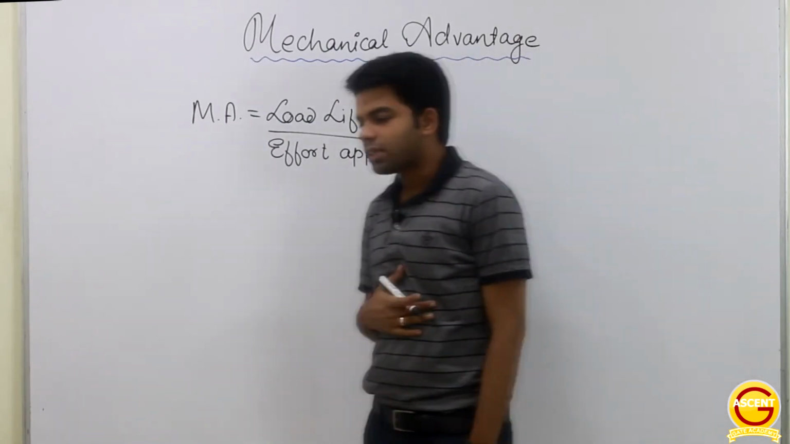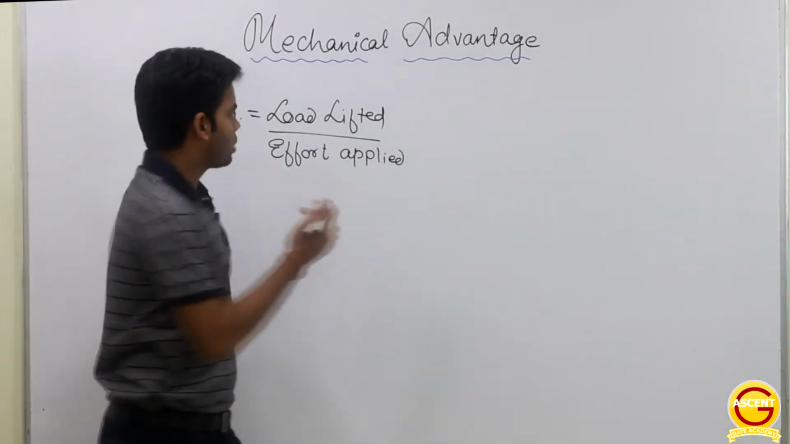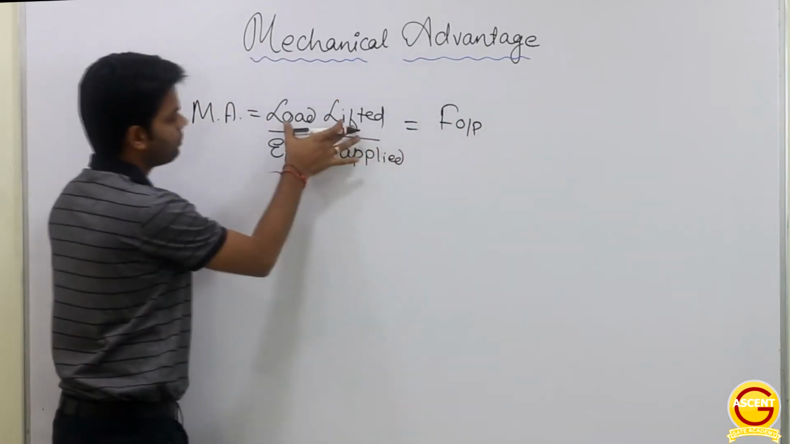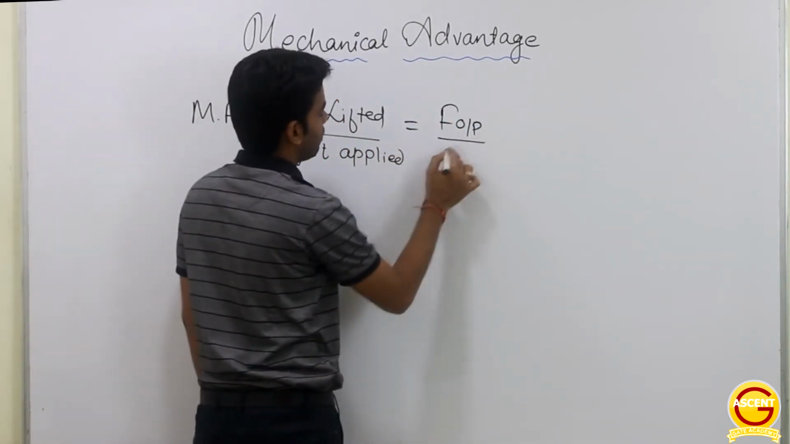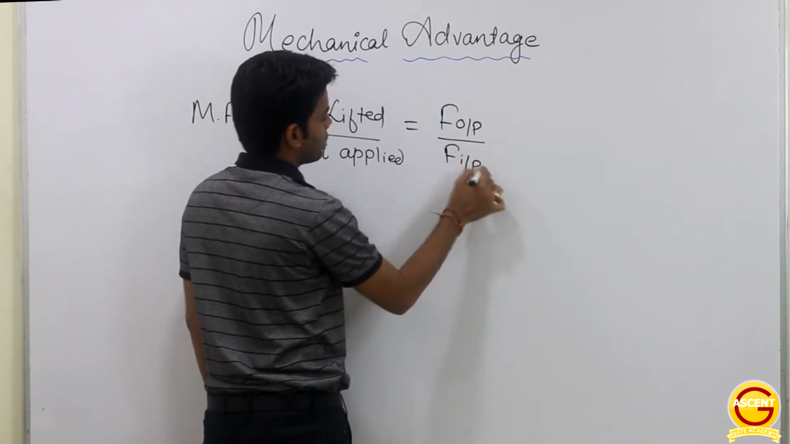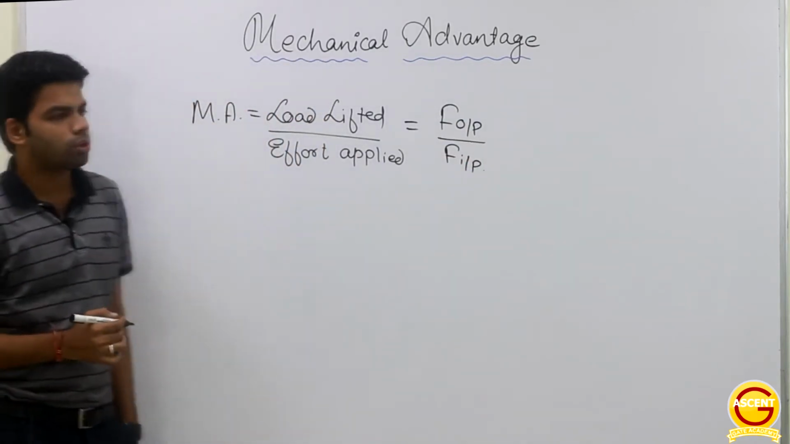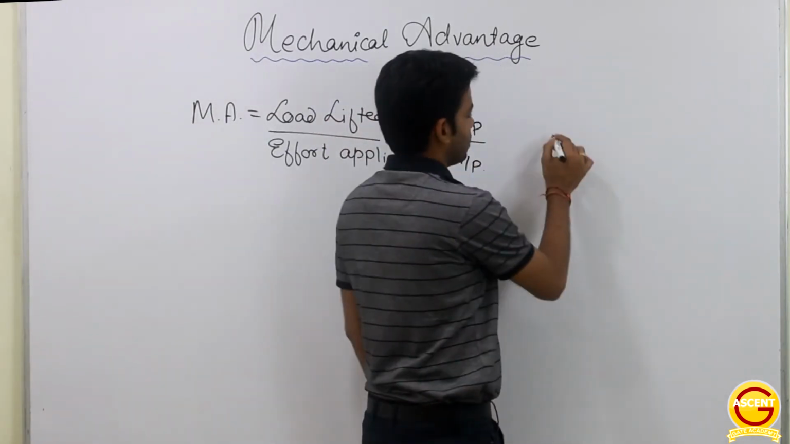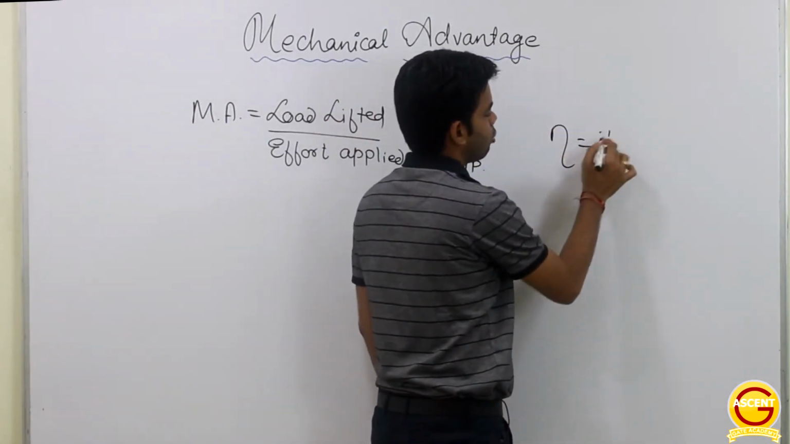Okay, so this is nothing but the mechanical advantage, and you can also call it force output. Load lifted, you can call it force output divided by force input. So this is actually the ratio of output to input. Getting this now? Okay, if you remember one more term, that was efficiency. That efficiency was also the ratio of output to input.